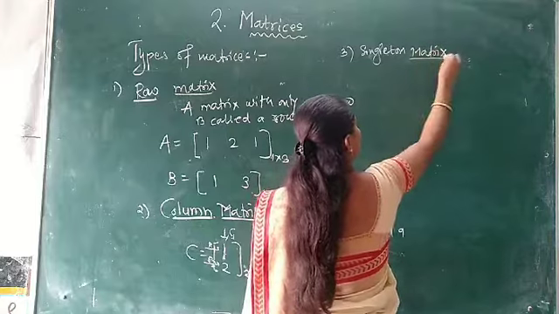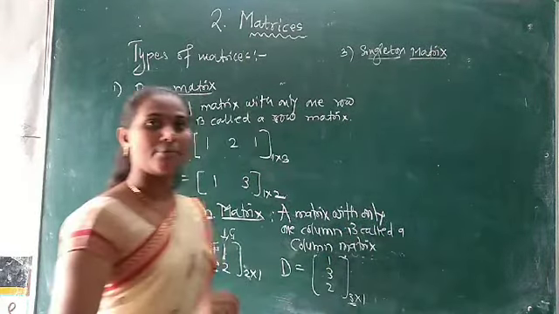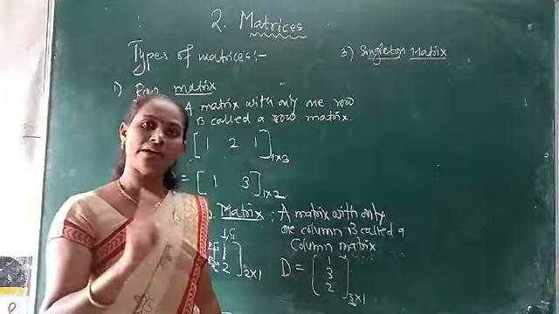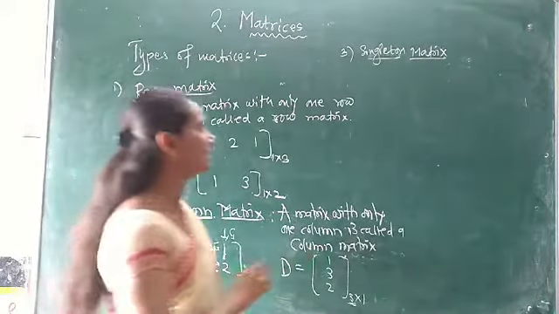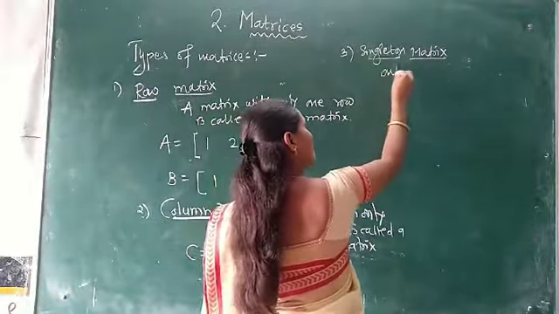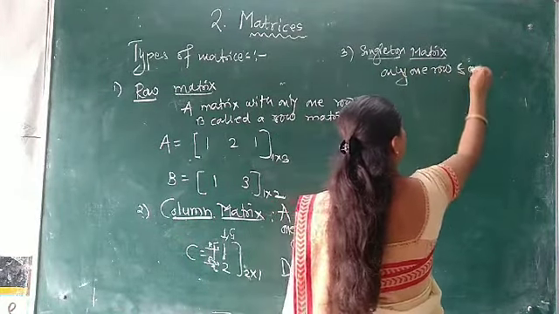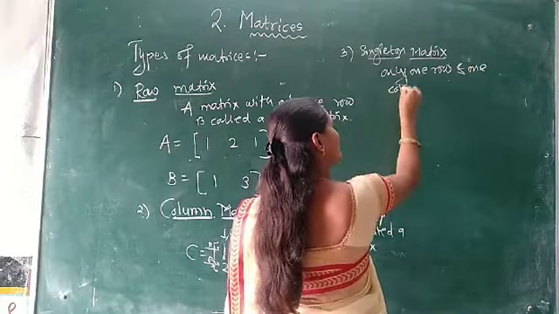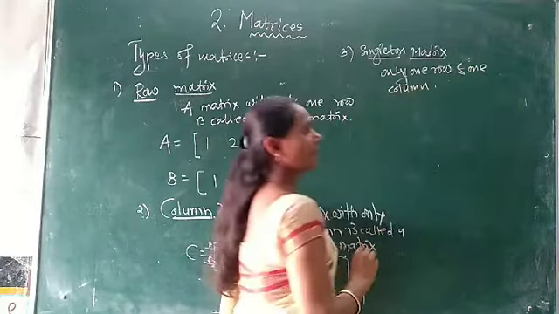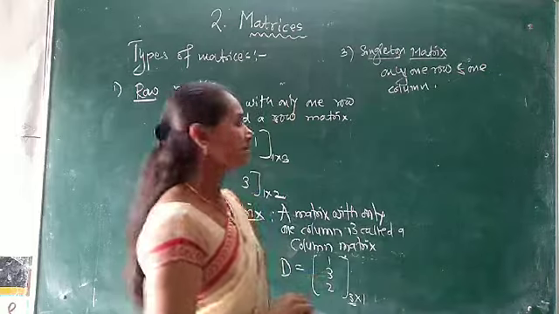Singleton matrix. What is meant by singleton matrix? A matrix having only one row and one column is called a singleton matrix.